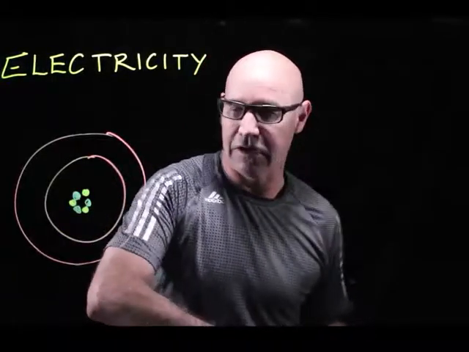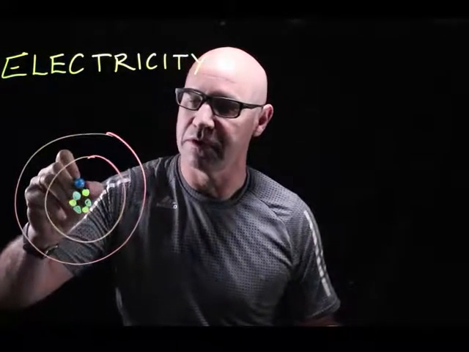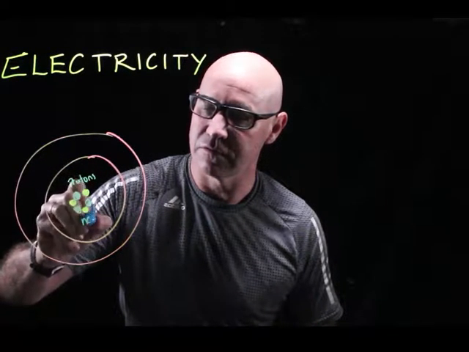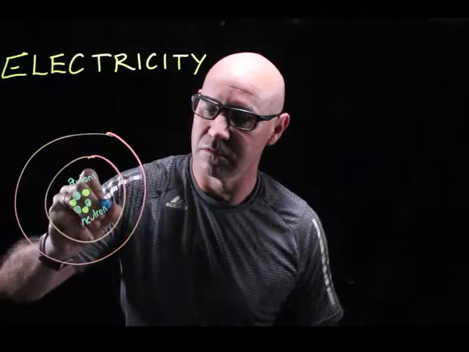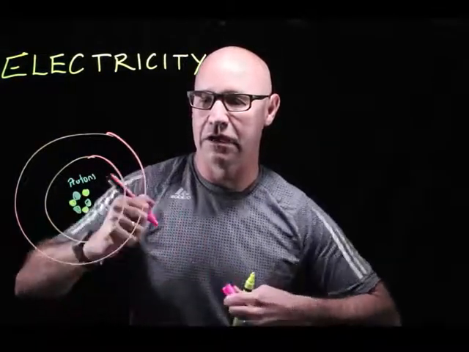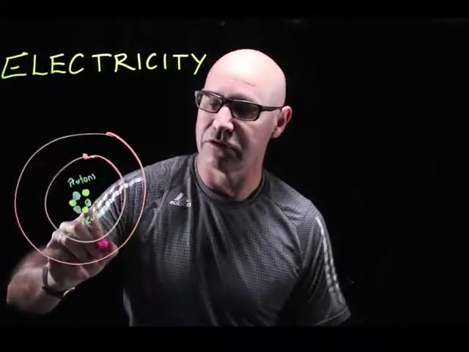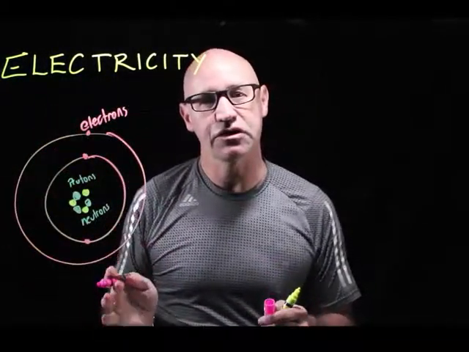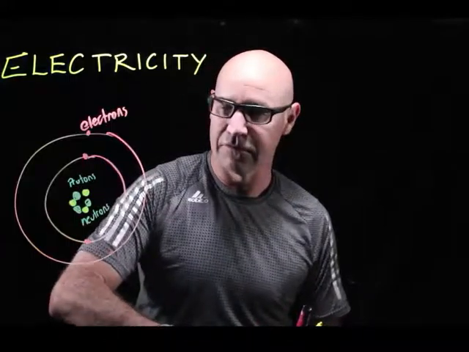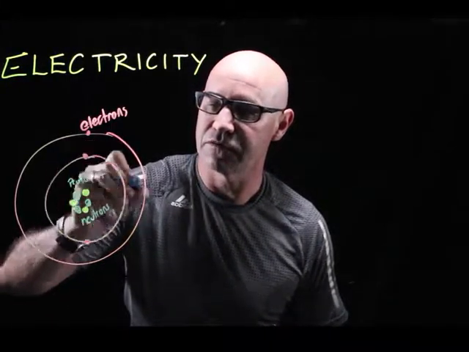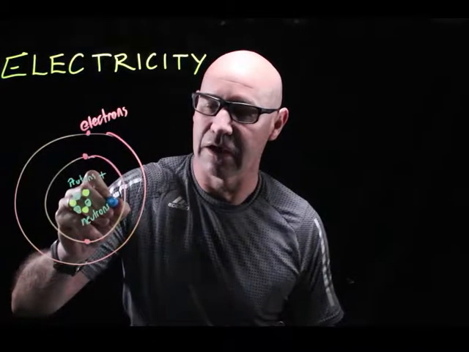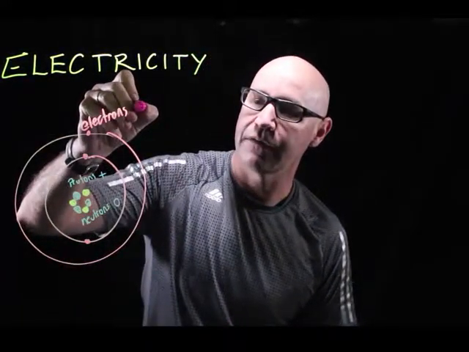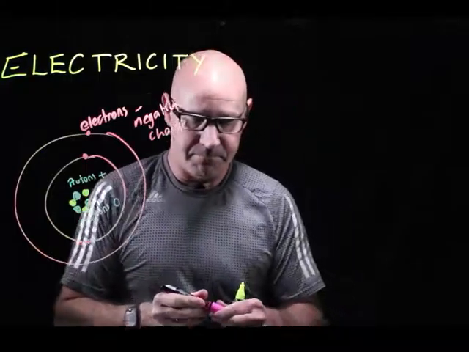Well, inside the middle of the atom in the nucleus, we have protons and we have neutrons. And then on the outside, we have electrons. Now, can you remember the electric charge that each of these has? Protons have a positive charge, neutrons have no charge, they're neutral, and electrons have a negative charge.